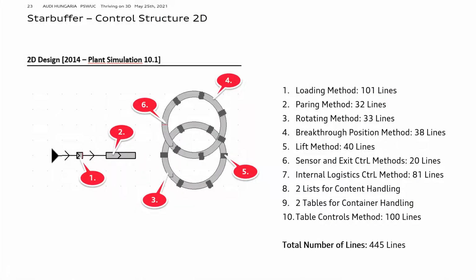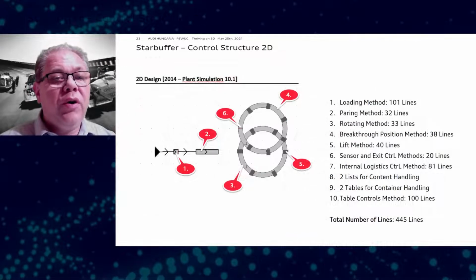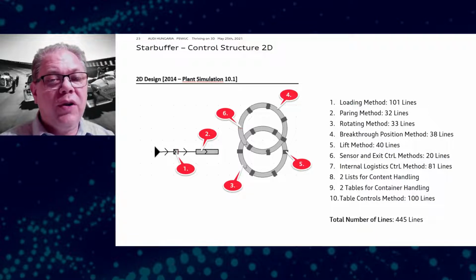The control structure of the 2D model contains at least 8 controls with 445 lines of code, 2 lists and 2 tables for material handling. Moreover, because the disks are modeled as conveyors, all calculations needed for moving the containers are also active during calculation without animation.